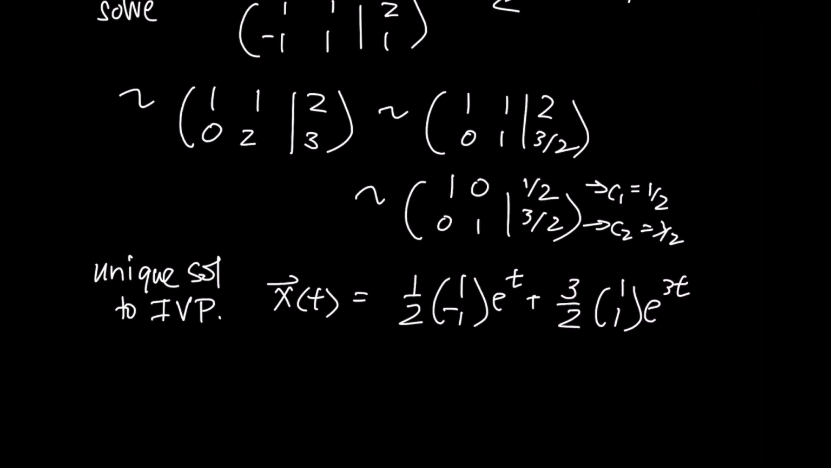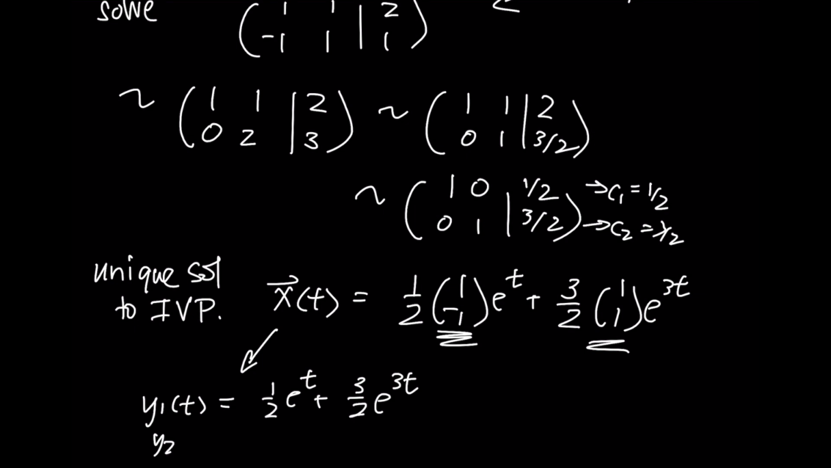If you want to think of it, these are each vectors. But if you wanted to separate it out, y1 of t would be the top entries. It would be 1/2 e^t plus 3/2 e^(3t). And y2 of t would be negative 1/2 e^t plus 3/2 e^(3t).